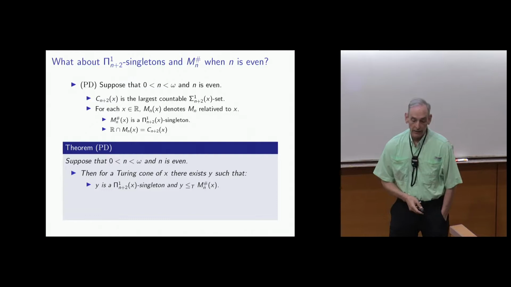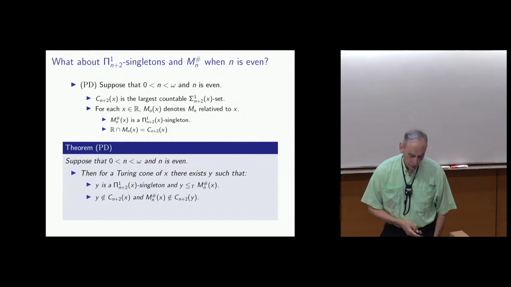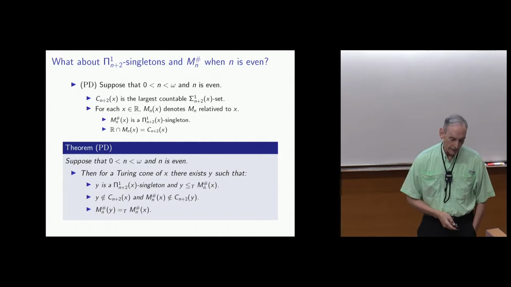A y is not in Cn plus 2 of x. Y is not in L, as the analogous statement. And Mn sharp of x is not in Cn plus 2 of y. So this is an intermediate singleton. And in fact, you can arrange that Mn sharp of y has the same Turing degree as Mn sharp of x.